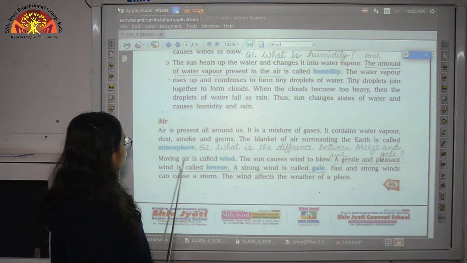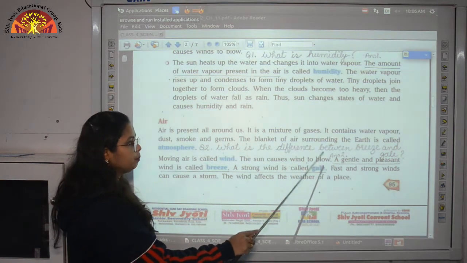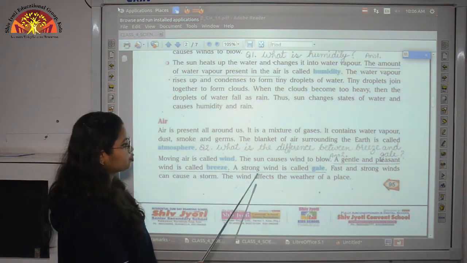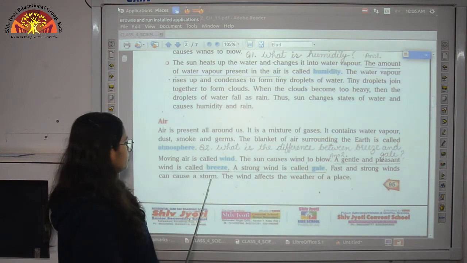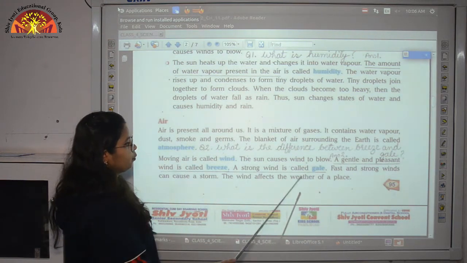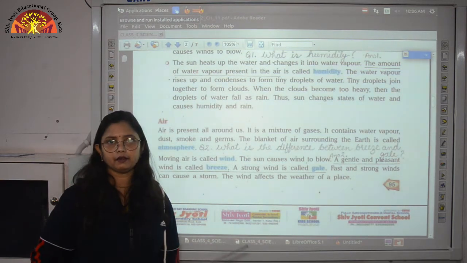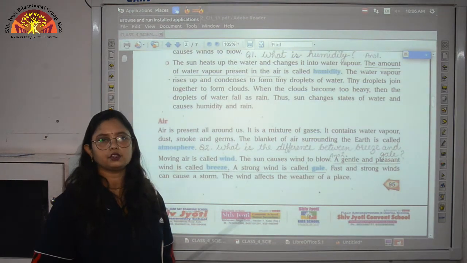Now children, moving air is called wind. The sun causes wind to blow. A gentle and pleasant wind is called breeze. A strong wind is called gale. Fast and strong winds can cause a storm. The wind affects the weather of a place. So children, here moving air is called wind, and just now we have studied that the sun causes wind to blow.